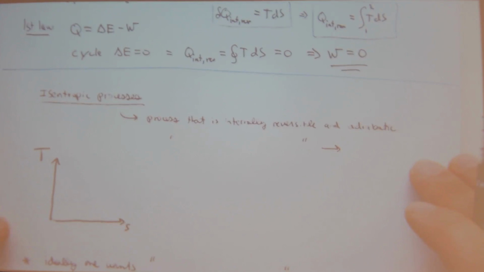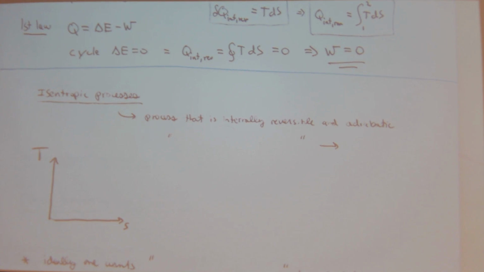Okay, so now we're going to introduce some other processes. So we've talked about isothermal, right? Isobaric, polytropic, adiabatic, different types of processes to go from one state to another. And so now we're going to introduce another type of process, which is called an isentropic process. So an isentropic process is a process that is internally reversible and adiabatic.